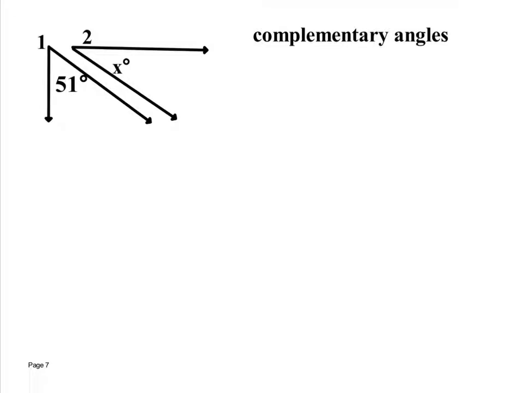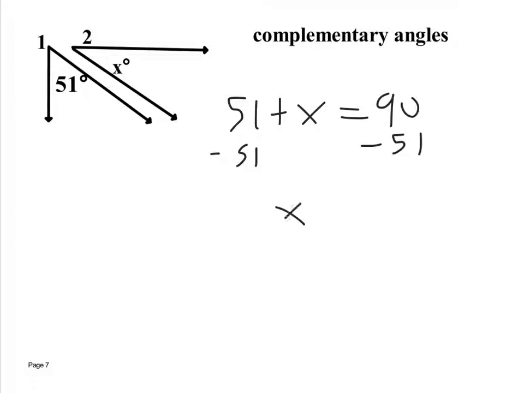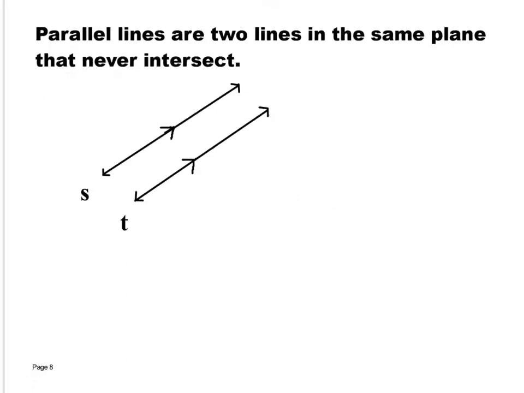All right, complementary angles. They add up to what? 90. So 51, when we add X, gives me 90. So I subtract 51 from both sides. X gives me 39 degrees.